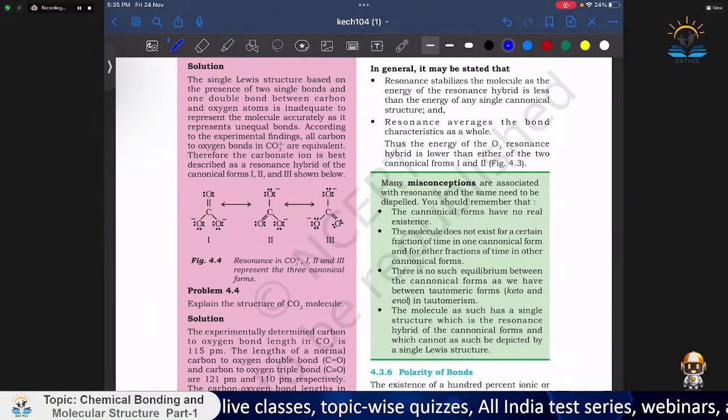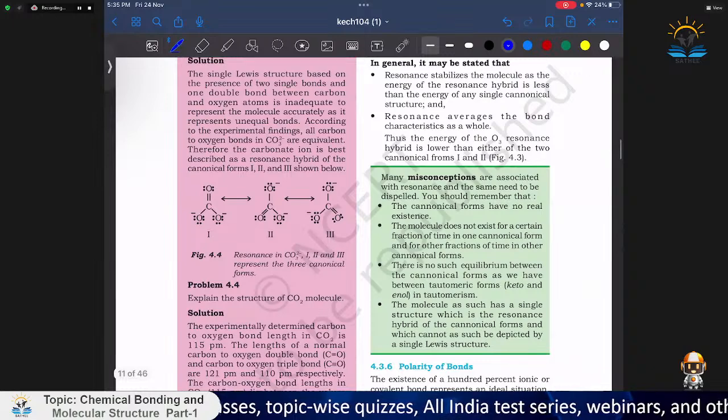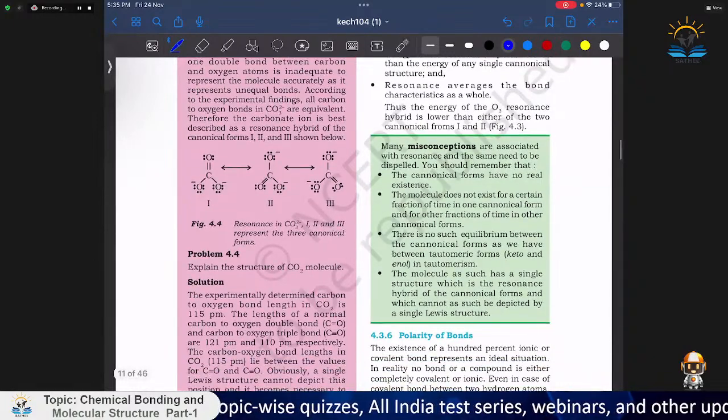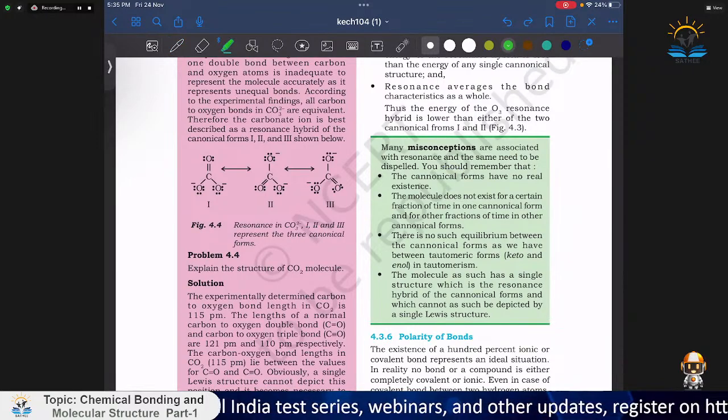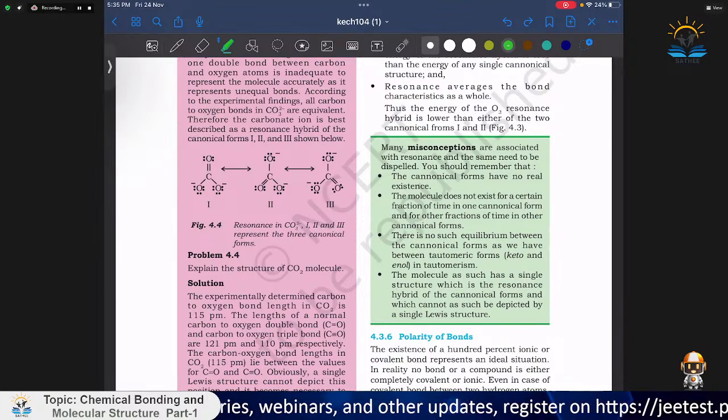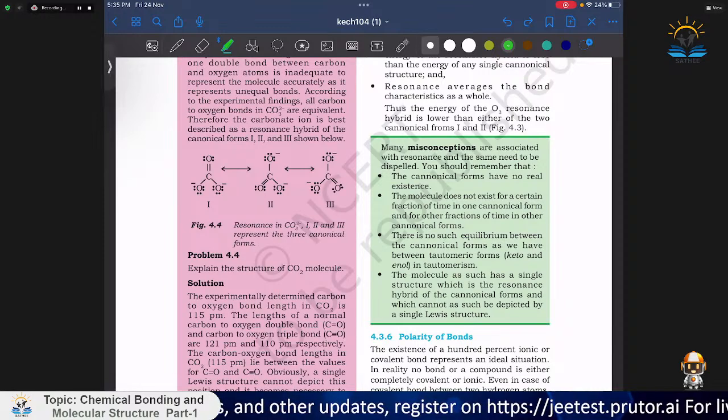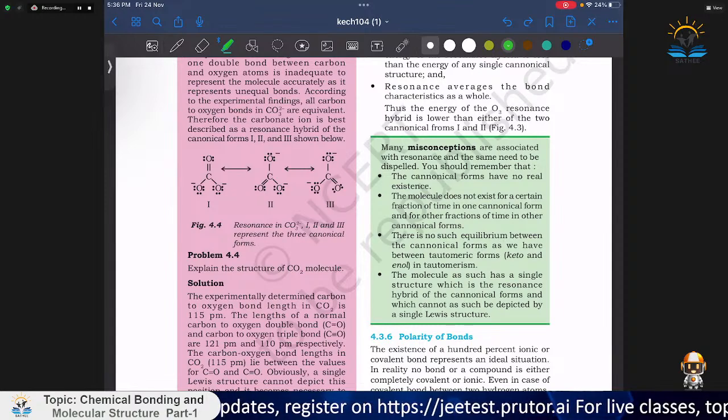So there is some misconception. The canonical forms have no real existence. You should remember that a canonical form does not exist as such. Only a resonance hybrid is there. The molecule does not exist for a certain fraction of time in one form. It is not like the molecule exists for 1/3 of the time in one canonical form and 1/3 of the time in another. It always exists as a resonance hybrid only.